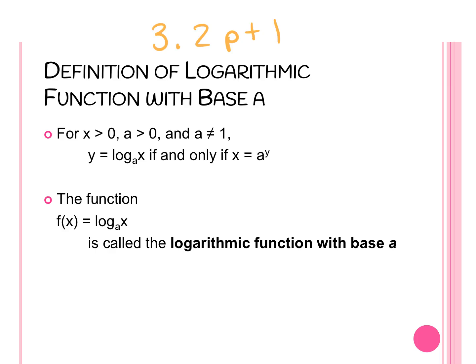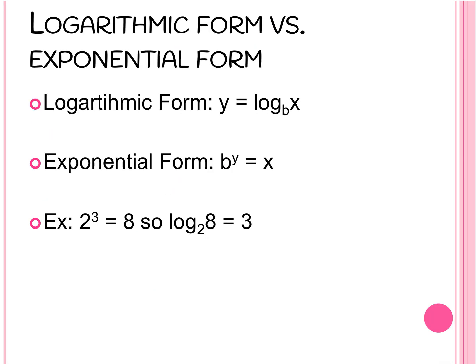So our log function, if we have this here, we read it as log base A of x. So the little number on the bottom is the base. Now, it is possible to take something into log form and put it into exponential form, and take something in exponential form and put it into log form. So we can go back and forth between the two. So here's an example of log form versus exponential form.